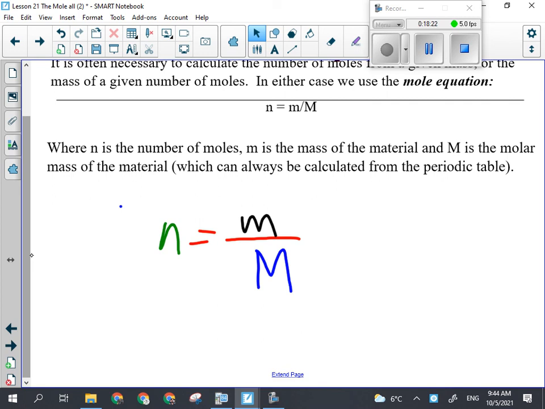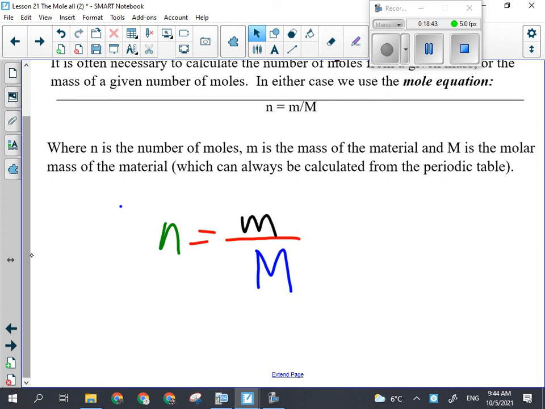We calculate the number of moles by dividing our mass in grams by the molar mass, which is the mass of 1 mole. So if I take the mass I have, divide by the mass of 1 mole, that will tell me how many moles I have. Everyone follow my logic there? Okay? So that's the way that equation sets up.